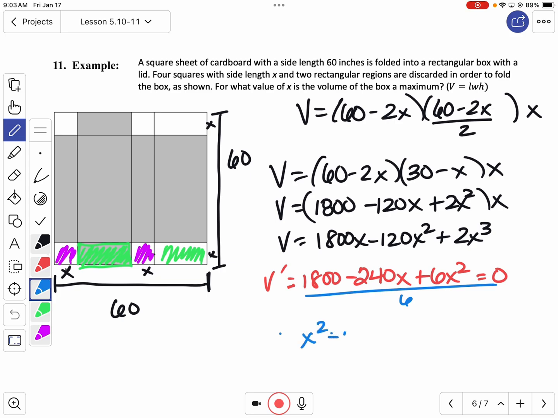x squared minus 40x plus 300 equals 0. All right, so let's factor. Negative 10 and negative 30. Multiply to 300, add to negative 40, so we get 10 and 30.